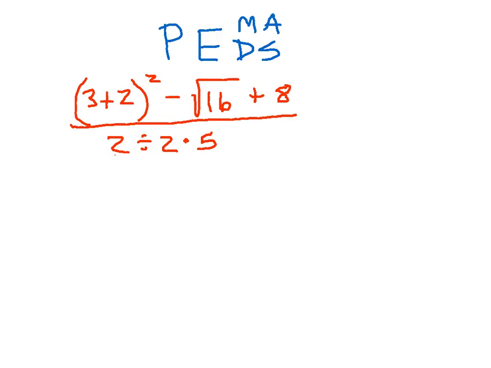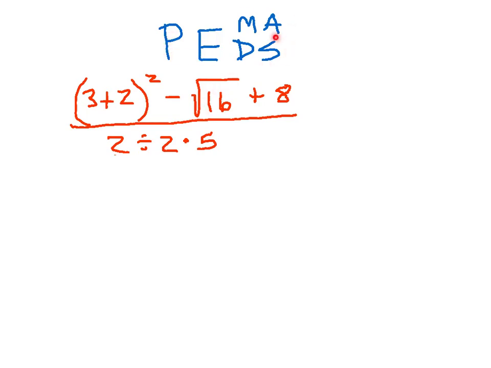So let's go down to things that are being grouped together. Well, that's starting right here. This 3 plus 2, this is grouped together. And we have to add these together inside the parentheses before we use our exponents. And roots, as I'll get into, roots are also considered exponents.